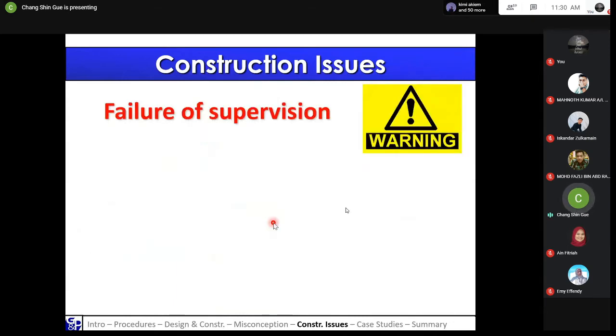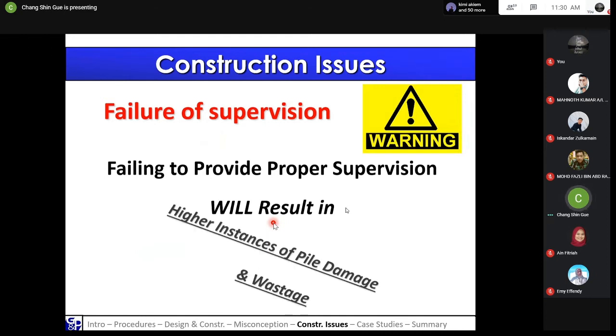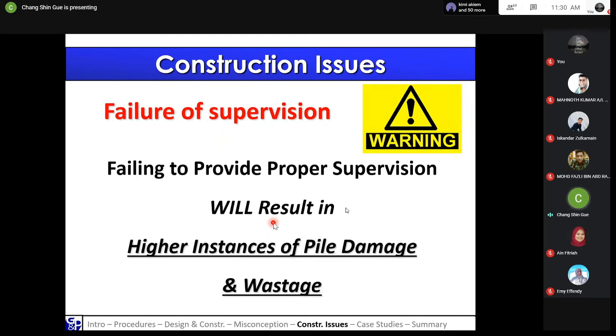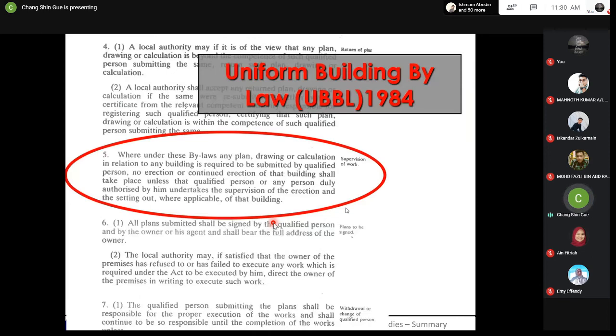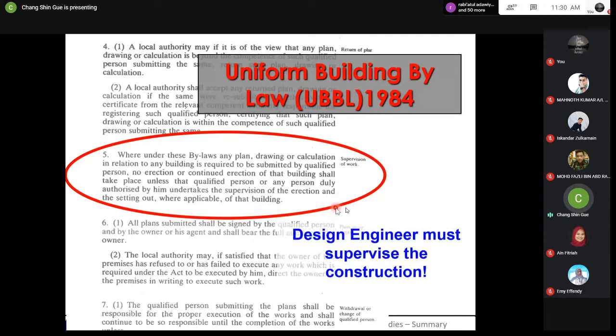Failure of supervision may then result in higher instances of damage and also wastage or sometimes failure. So it's very important that supervision is carried out. And just to let you know, according to the Malaysian Uniform Building By-Laws, what is summarized here is that the design engineer must supervise the construction. That is according to the bylaw. So you cannot say you just design and you don't care what's happening at the site. The design engineer must supervise the construction.